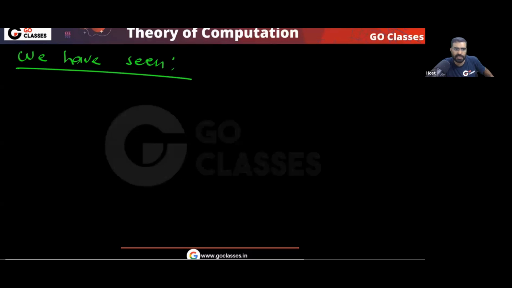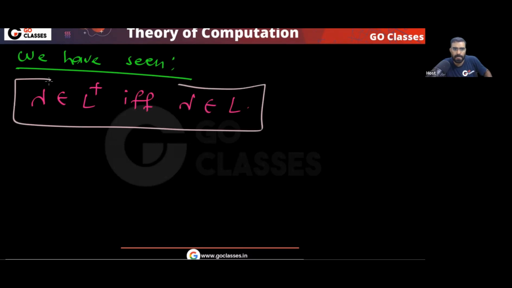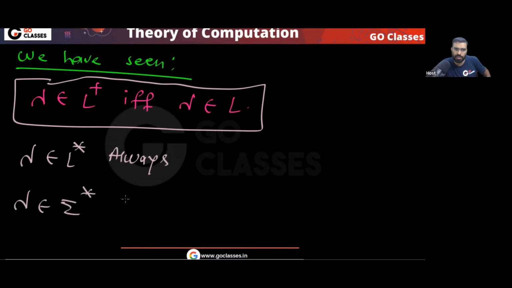We have already seen that the empty string belongs to L plus if and only if the empty string belongs to L. This result we have already seen. And we have also seen that the empty string always belongs to L star. This will always happen. The empty string always belongs to sigma star, and it never belongs to sigma plus. So these results we have already seen.